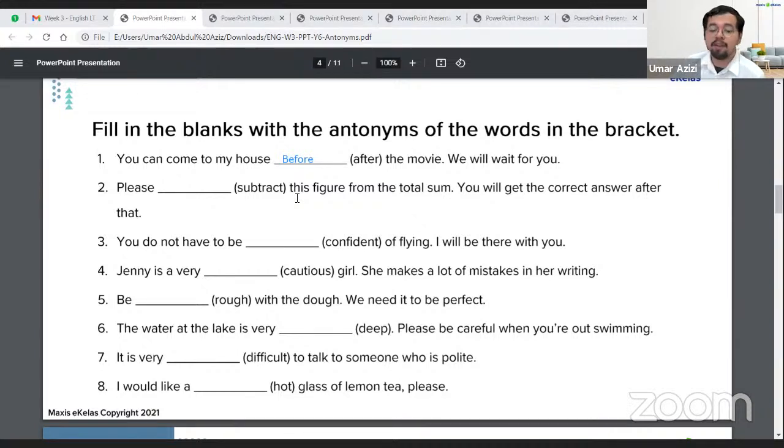Okay, we're going to give time for everyone to answer. Subtract. So I don't think it's plus, because it's minus. That's the equivalent of it, the antonym equivalence. What is add? Perhaps add. Do we have any? Oh, addition.